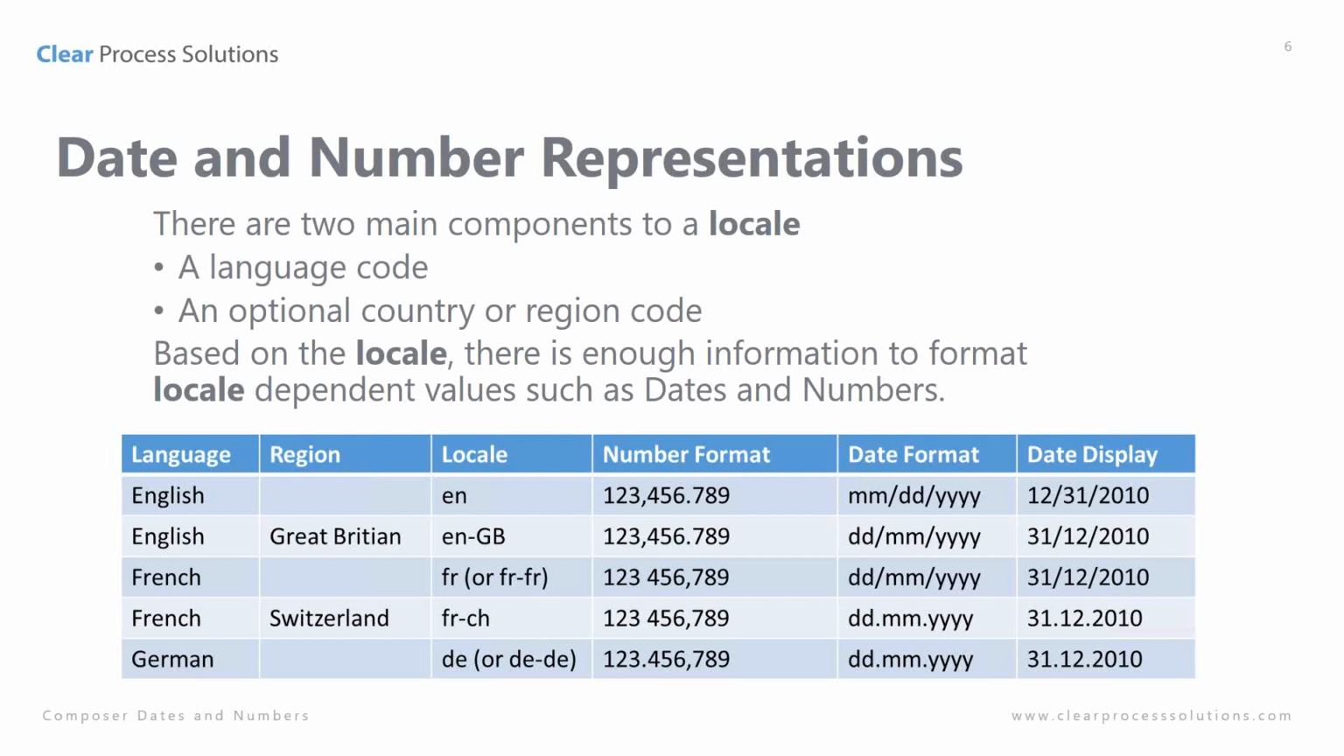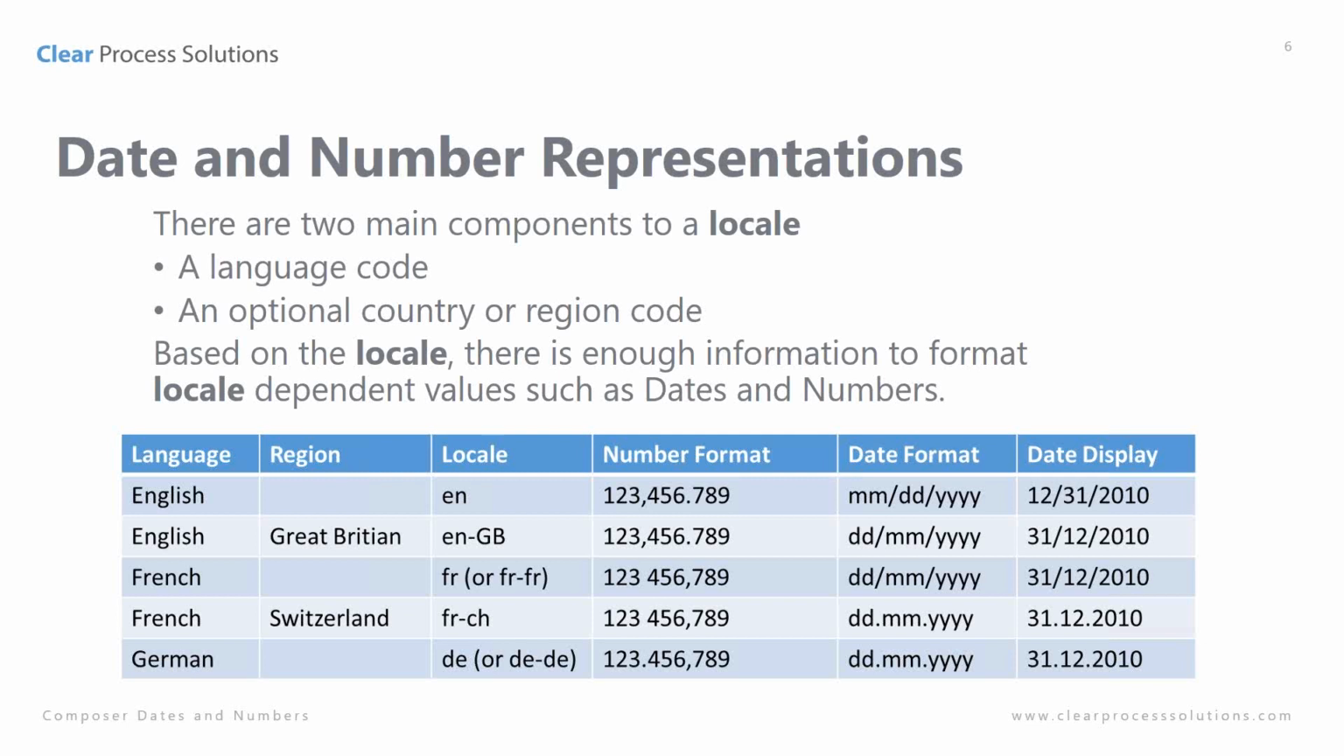A couple of examples here in the image. English uses a comma as a thousand separator and a period as a decimal separator, and the default date format is month, day, year. Great Britain also speaks English, and they also use a comma separator and a dot for decimals, but they like to have their dates in day, month, year instead of month, day, year. Another example is French. They don't use a comma as a thousand separator; it's a space, and their decimal separator is actually a comma. They too have day, month, year as the date format.